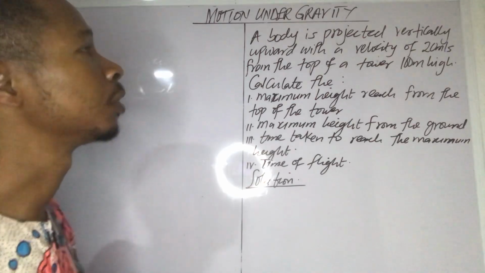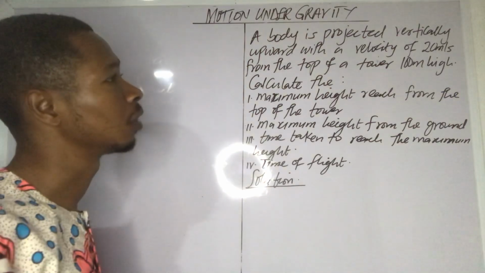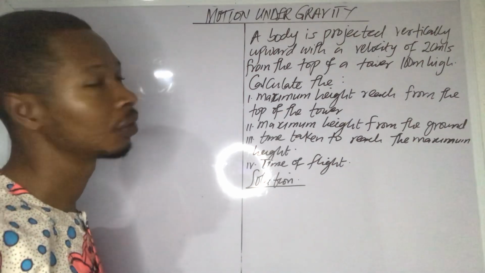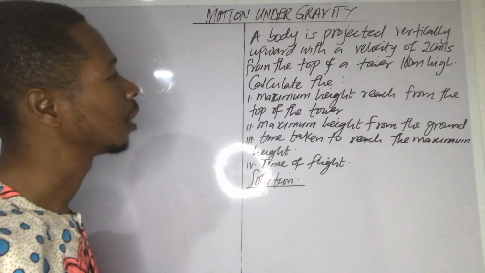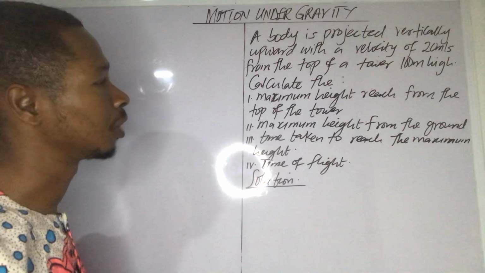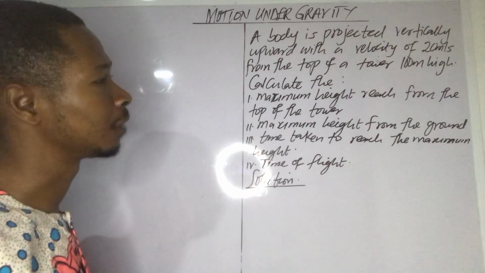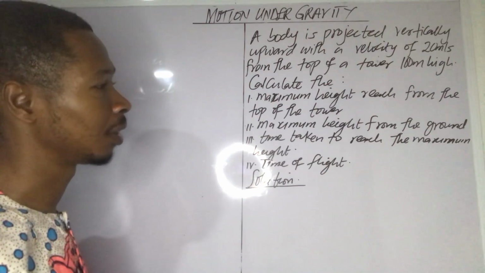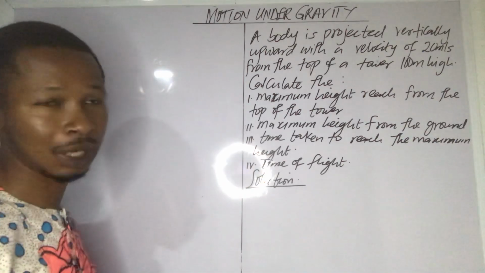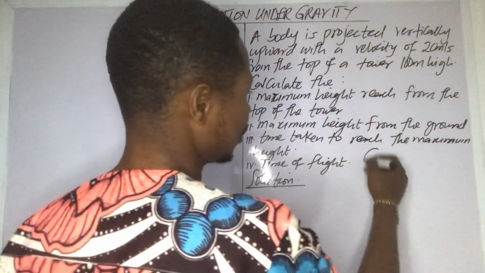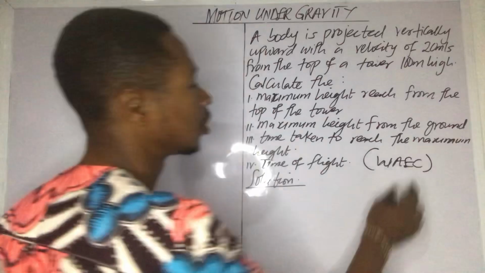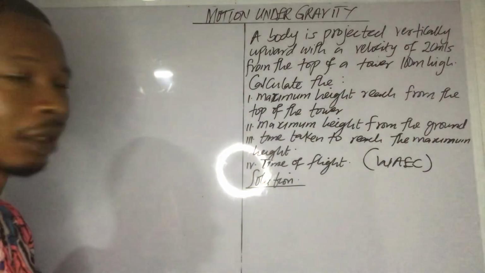A body is projected vertically upward with a velocity of 20 meters per second from the top of a tower 100 meters high. Calculate: one, the maximum height reached from the top of the tower; two, the maximum height from the ground; three, the time taken to reach the maximum height; and four, the time of flight. This is a typical WAEC question. So let's solve.